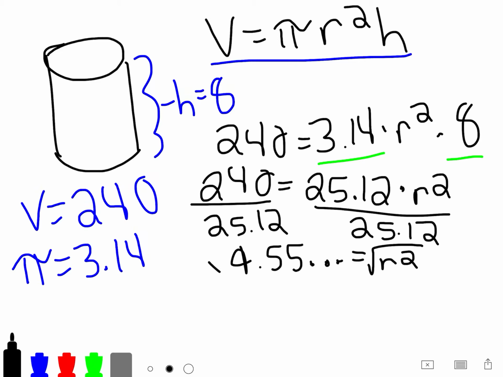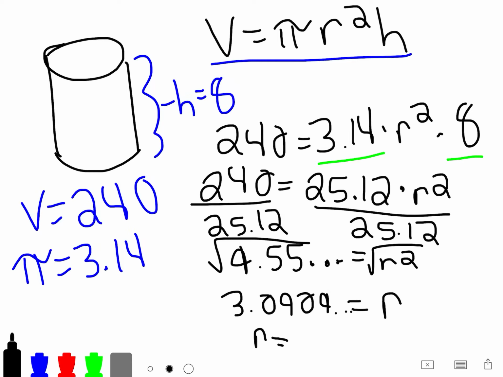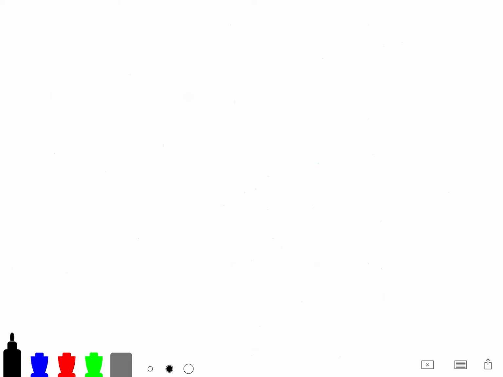I'm going to take the square root of both, and to find the radius, it's going to equal 3.0909... Or when I round it to the nearest tenth, which is what ours is going to ask us to do, r equals 3.1. So once again, to go backwards, you kind of have to go through a couple of steps. I'll go through one more example.